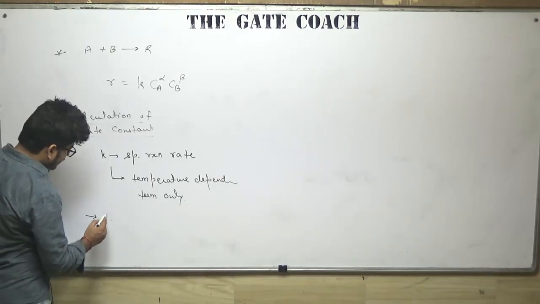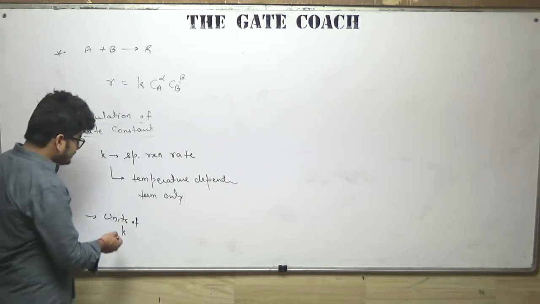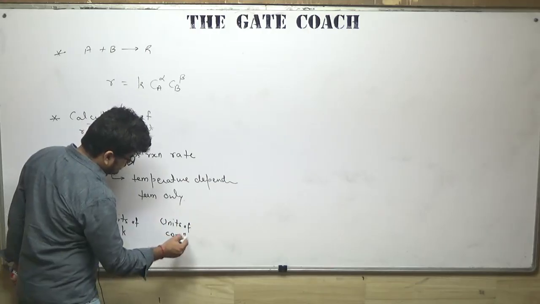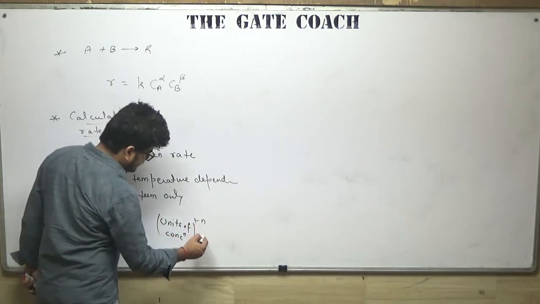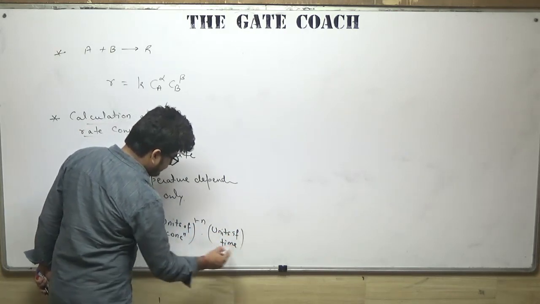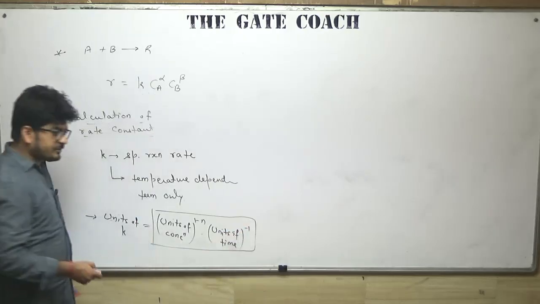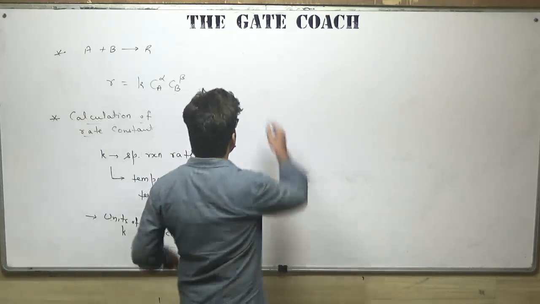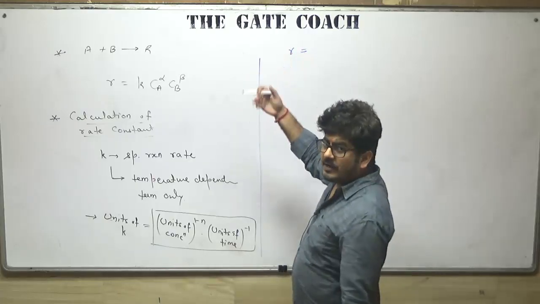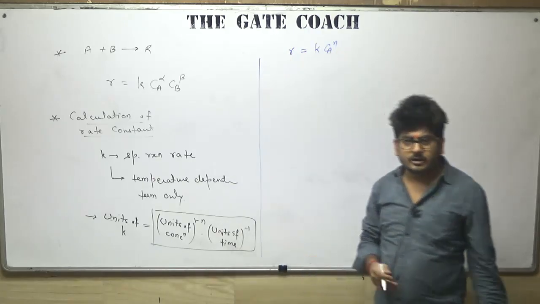Next, if I talk about the units of K, units of rate constant. Units of K are basically units of concentration power 1 minus n into units of time inverse. That's how you can represent the units of rate constant K. As we know, from the rate equation, from the power law, for any chemical reaction we can write R as K Ca power n, where n is the overall order of reaction.